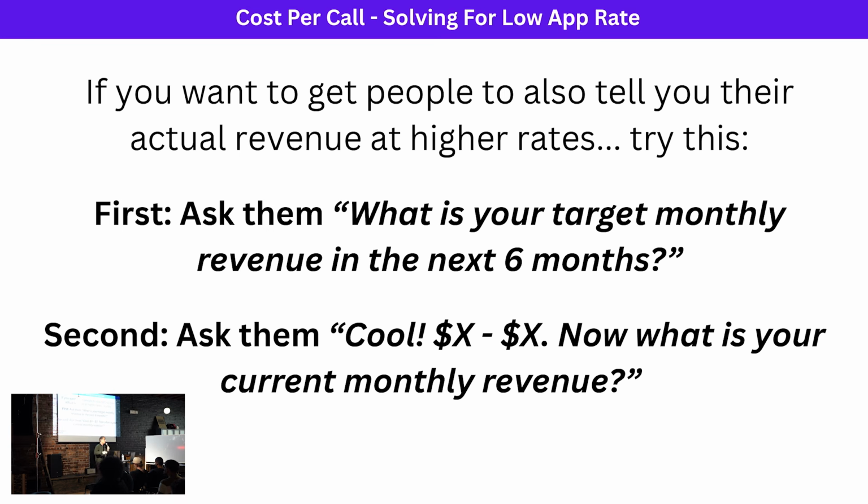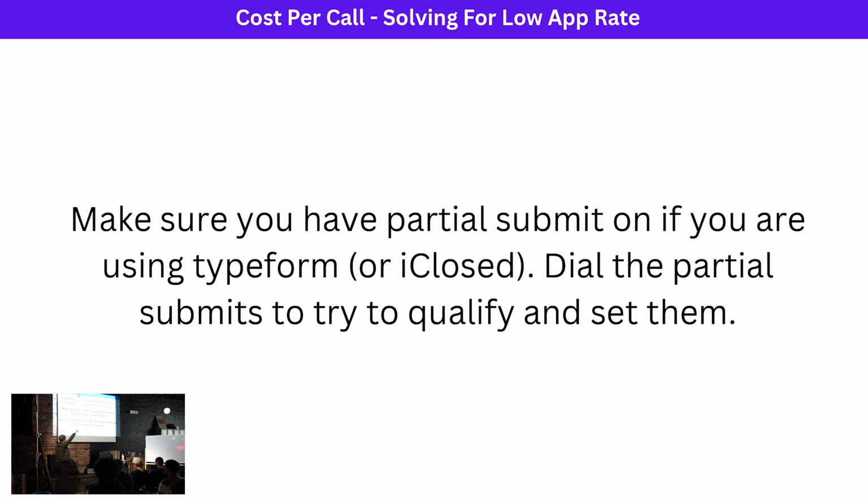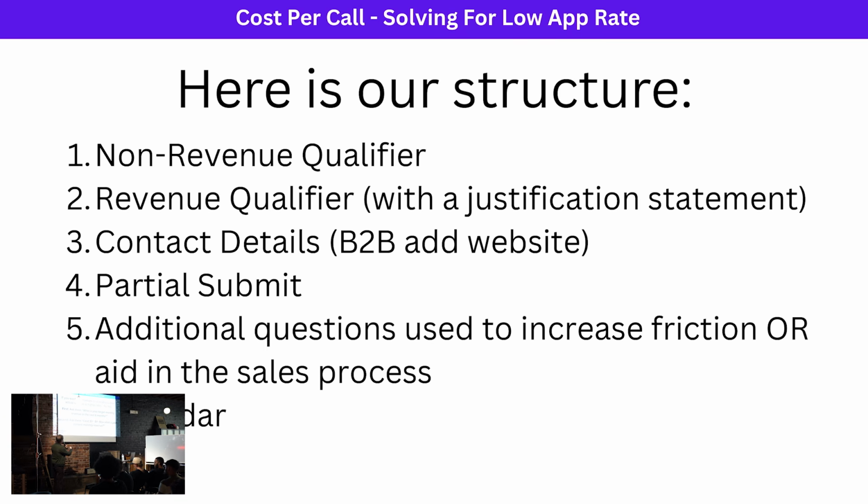Another one too, if you want to get people to tell you their actual revenue at higher rates, Clinton was telling me this one, we tested it out, it's freaking sick. Ask them first, what is your target monthly revenue in the next 6 months? So get them thinking about future state. They're like, wow, I want to be at 100K a month. Second, say, cool, you want to be here. Now what is your current monthly revenue? That works really good.